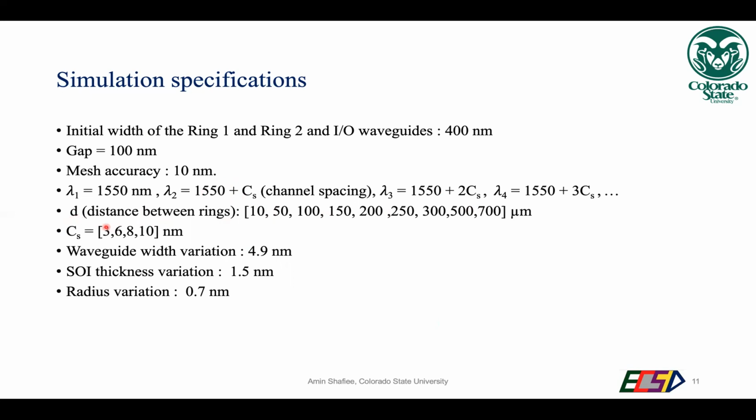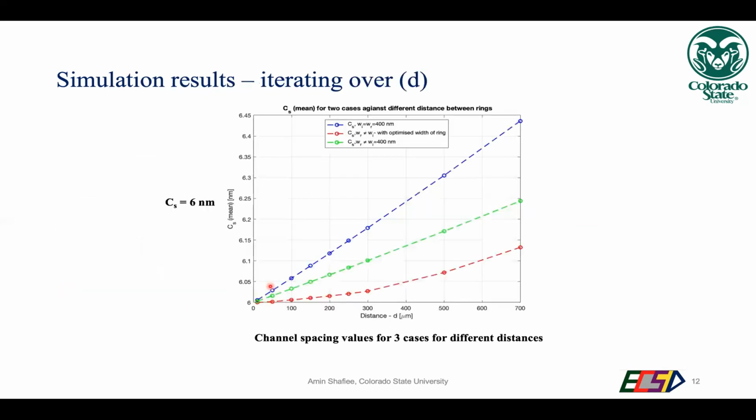And then we iterate through the variations, and then we iterate through different values of the channel spacings from 3 to 10 nanometer. The waveguide width variation is 4.9 nanometer. The SOI thickness variation is 1.5 nanometer, and the radius variation is 7.5 nanometer.